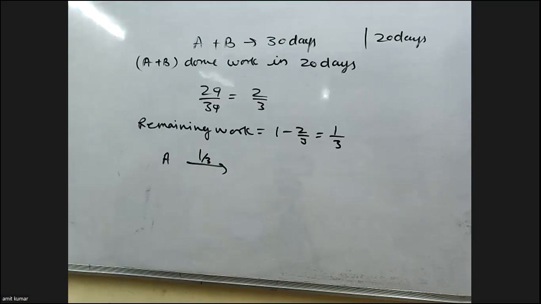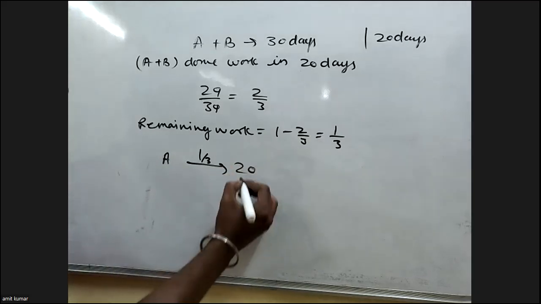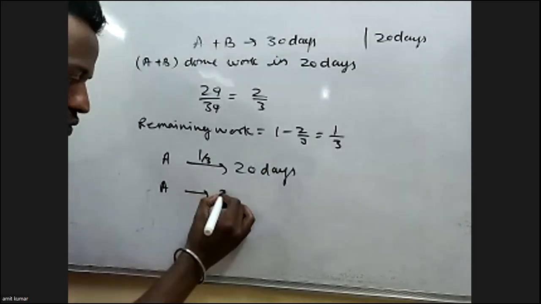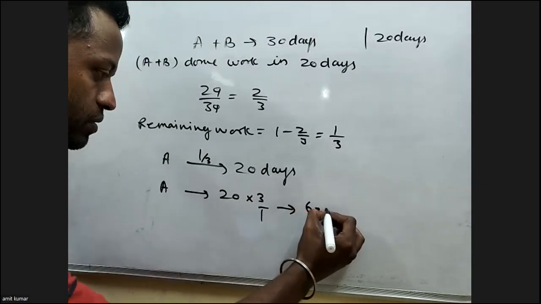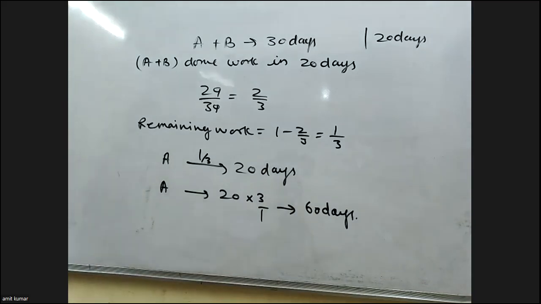A finishes the remaining work in how many days? They worked for 20 days and then B left. Another 20 days. A takes 20 days to complete this 1/3 work. A alone can do the whole work in 60 days. That's it. That's the answer. We'll follow these simple steps. You will get the answer.